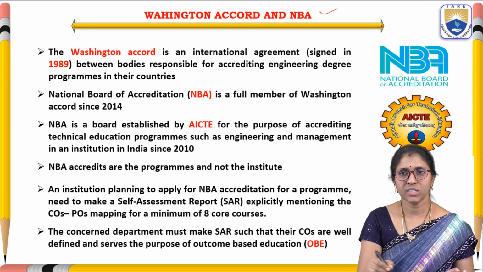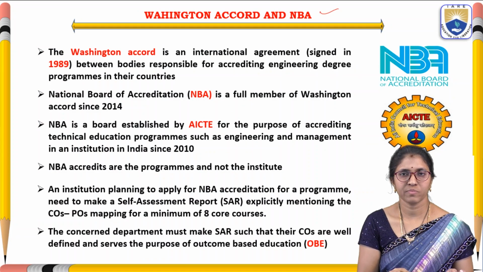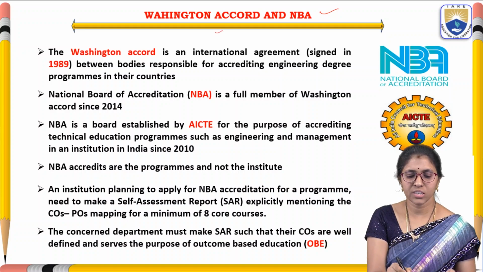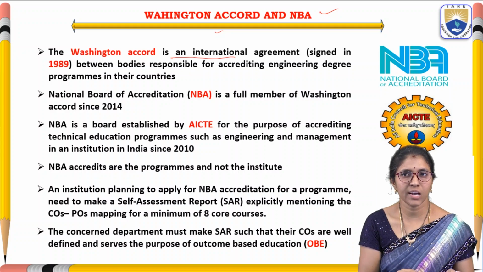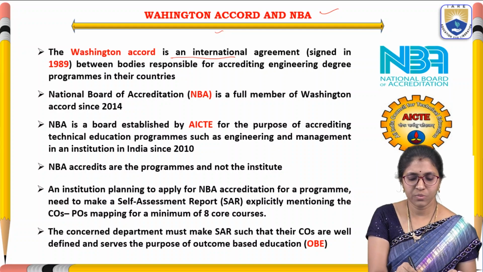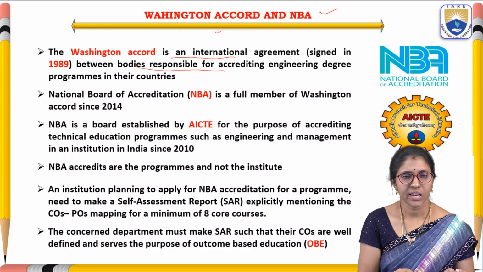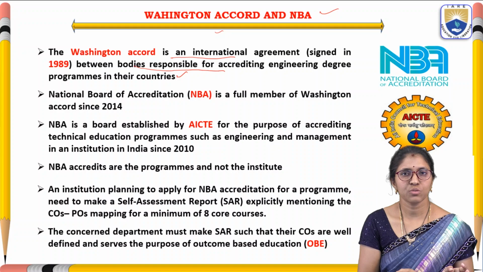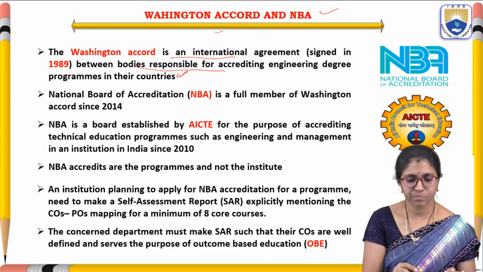So what is the Washington Accord and NBA accreditation? The Washington Accord is an international agreement, signed in 1989, between bodies responsible for accrediting engineering colleges and engineering degree programs in their countries.